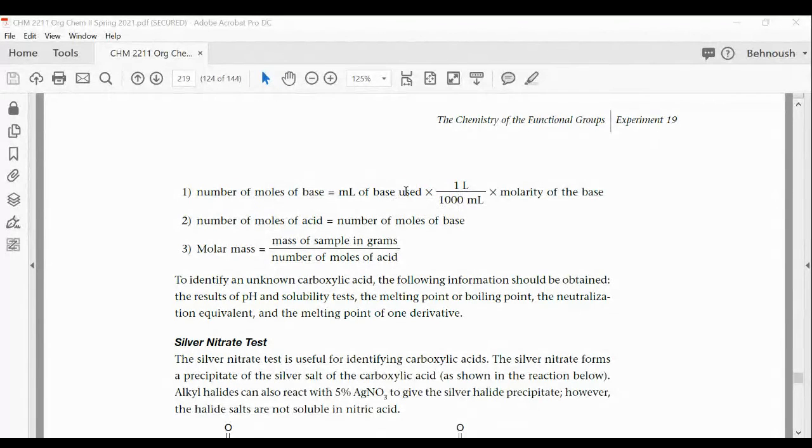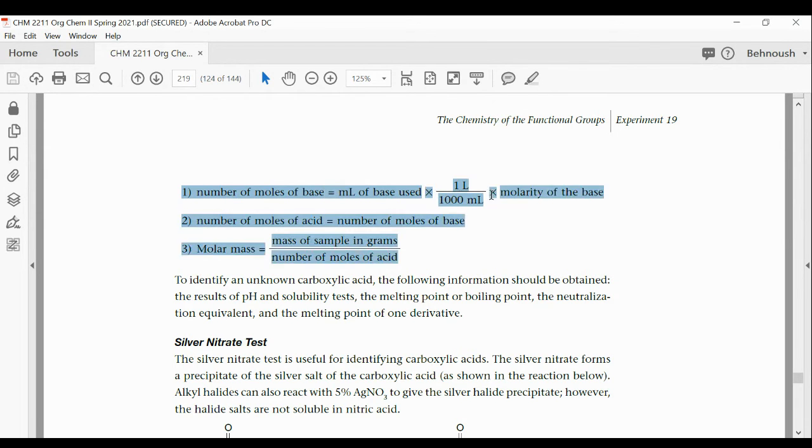Okay, on this page, you find the milliliters of base from titration. You find the milliliters of base used from the burette. When you watch the video, you find that number, and then the molarity is given as 0.1. And in step 1, you find the number of moles of the base. Do you see that?